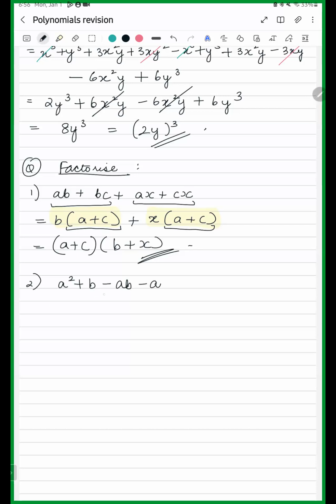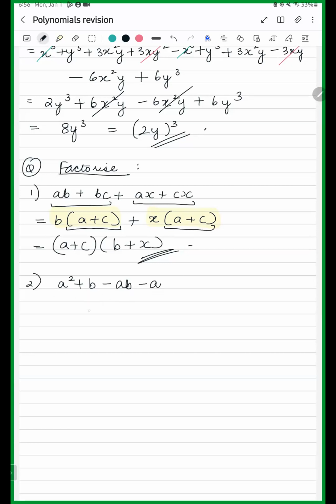So here we can see, now we need to think of it. How can we take something as common from any two terms? From the first and second term, A square and B, you can't really take anything as common. But yes, in these two terms, you can take negative A as common.